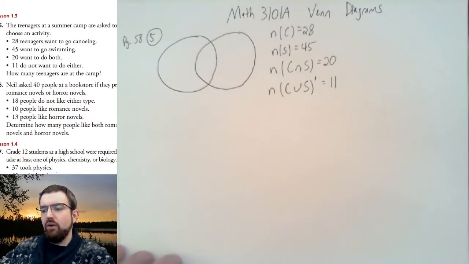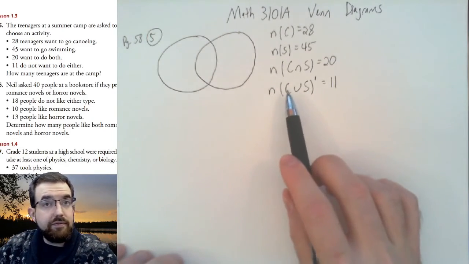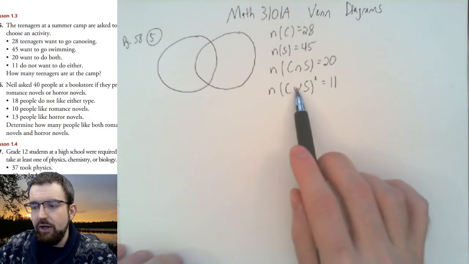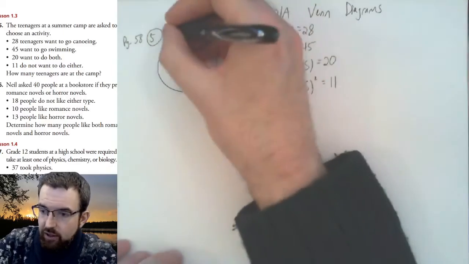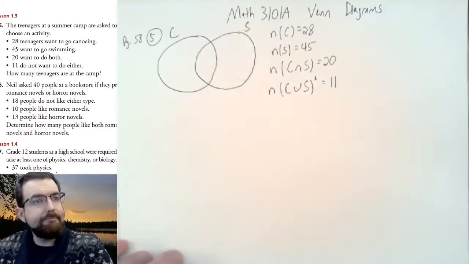So 11 don't want to do either, right? So the number of not canoeing or swimming is going to be 11. So canoeing and swimming, well, where's that going to go? This is going to be canoeing here. This is going to be swimming here, right?